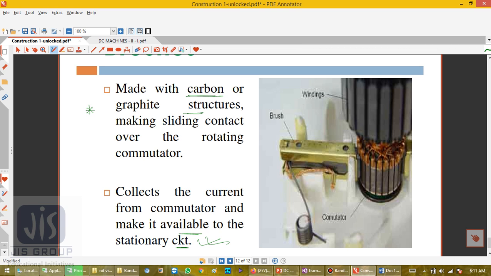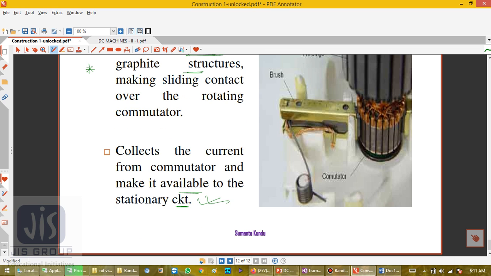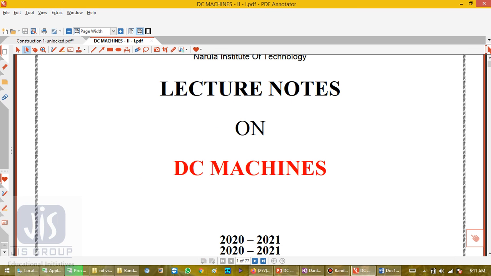Okay, so this is the main brief idea about DC machine construction. Okay, DC machine constructional part. Now let me discuss the EMF equation of the DC machine.